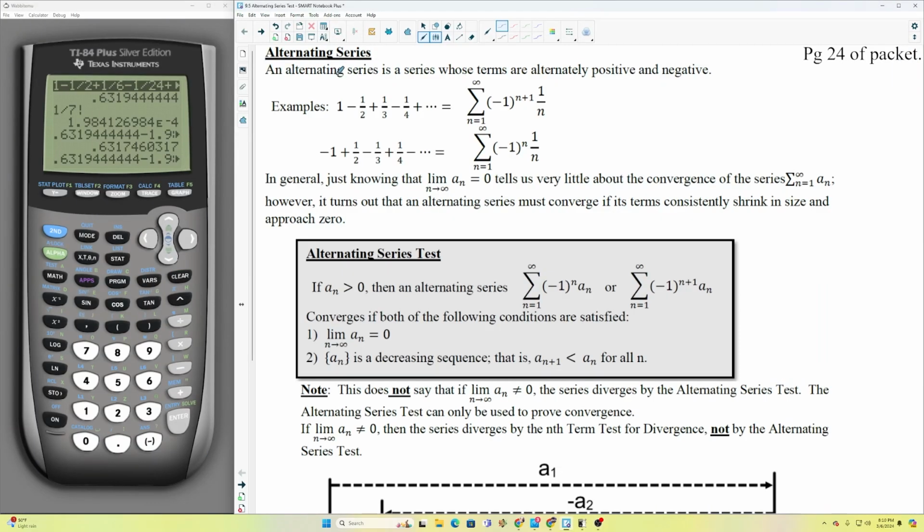Alternating series. An alternating series is a series whose terms are alternately positive and negative. Here's an example where we start out with a positive, then it goes negative, positive, negative, positive. Here we start out with a negative and it goes positive, negative, positive, negative.